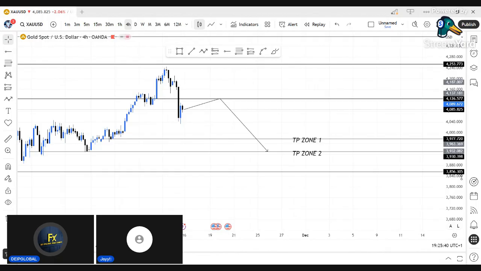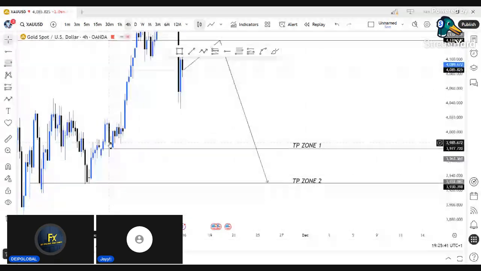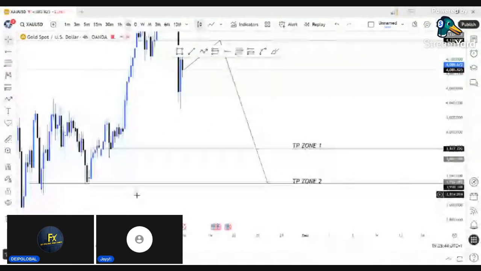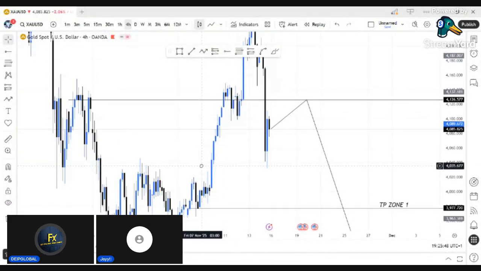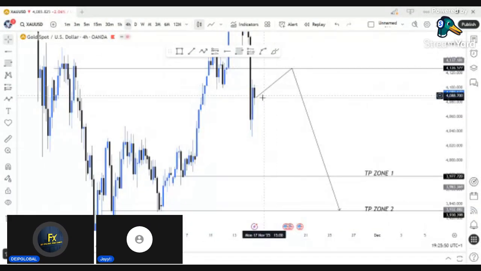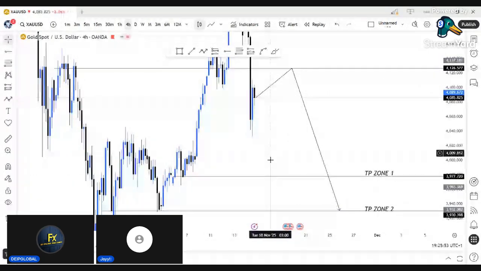What will I want to look for? Remember that this is our TP zone one, TP zone two. These are TP zone one, TP zone two. So what do I do? I want to say, okay, fine. So since I actually want to look for a pullback to retest here and sell to the downside, what do I see at this level?